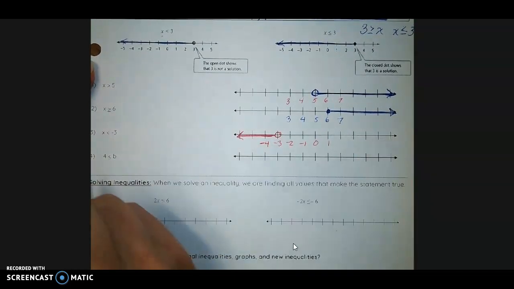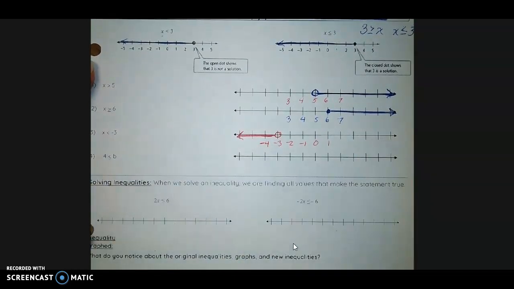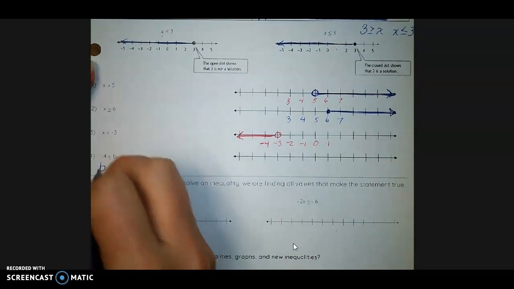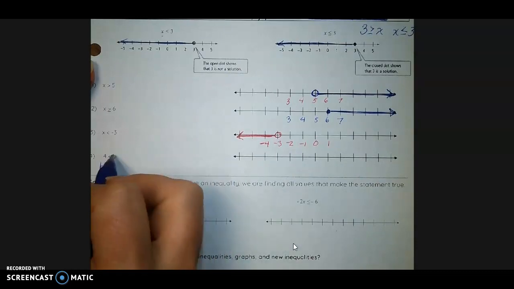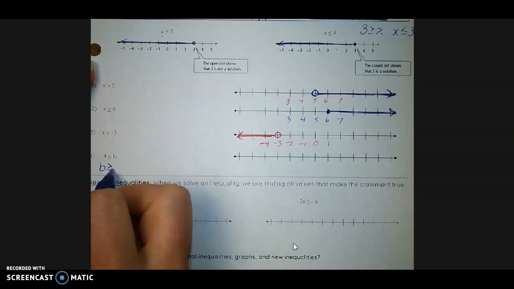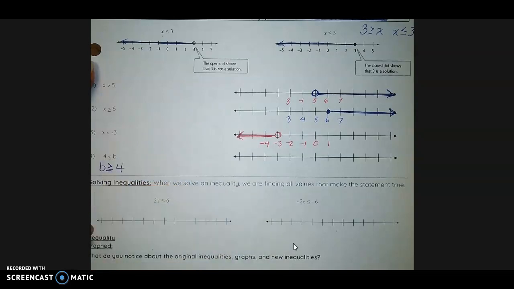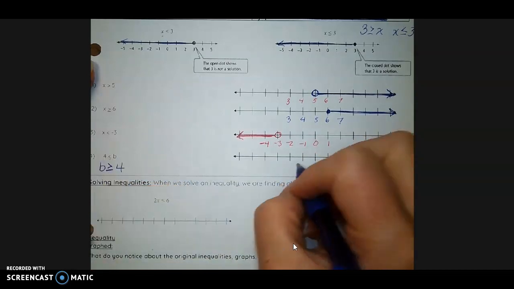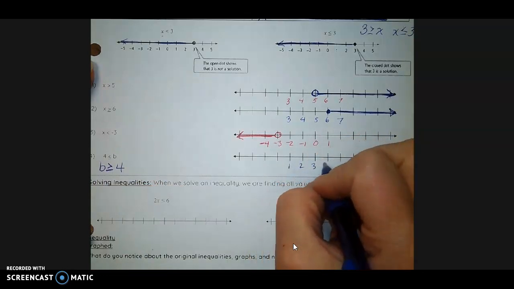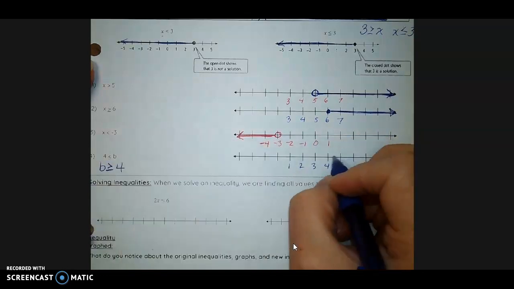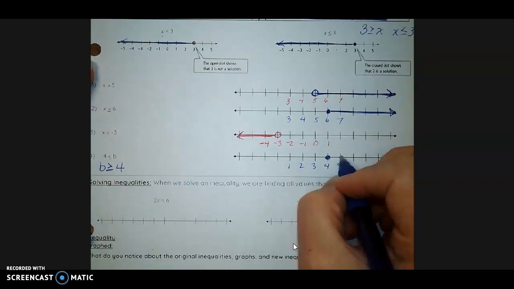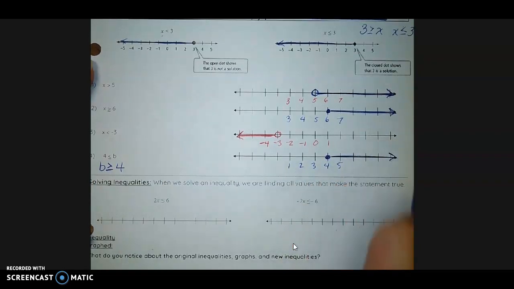My last one, notice that the variable is on the wrong side. So I want to flip it over here. I'm going to put b on this side. It was a less than or equal to, so I'm going to make it a greater than or equal to, and then I can put my 4 over there. So I'm going to go 1, 2, 3, 4, 5. I need a closed dot there, and it is telling me to go greater than, so it's shading to the right.